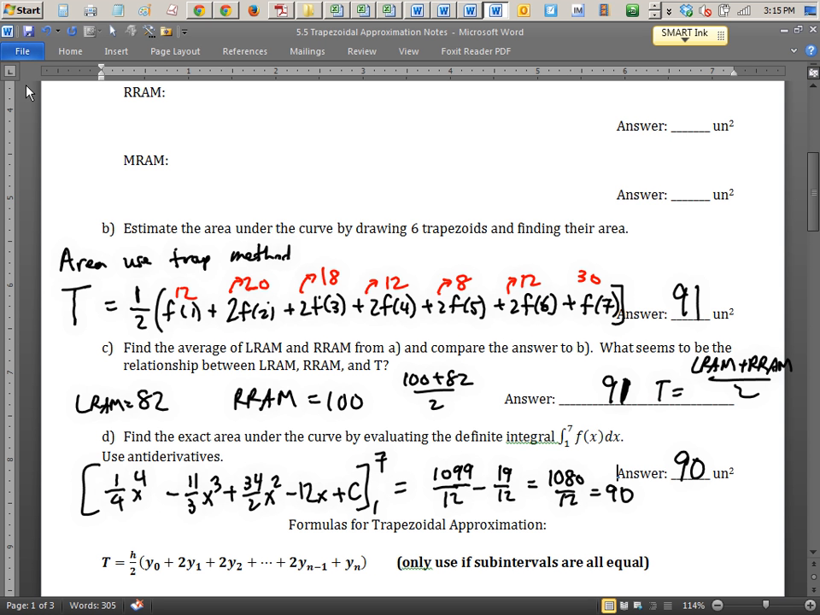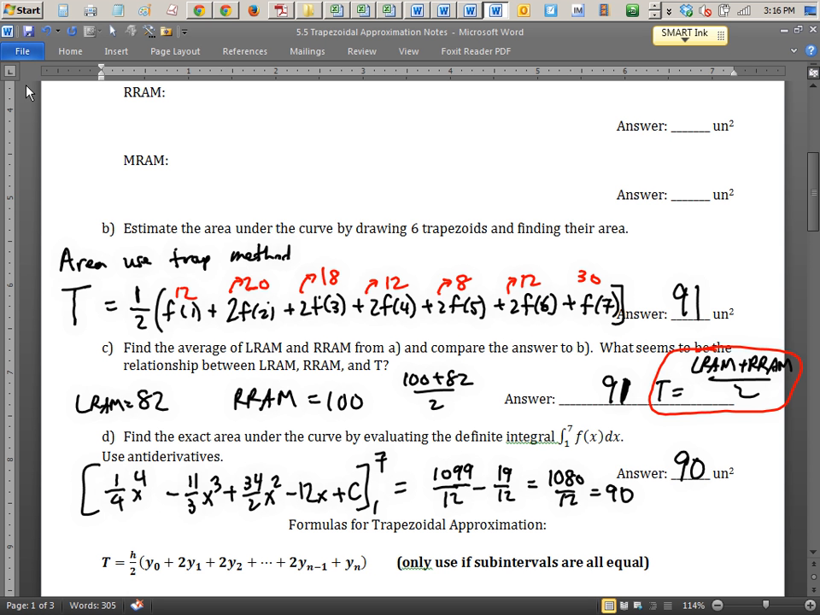Okay? So we got various answers today. We got 100, we got 82, we got 91. The exact answer is 90. You can see that the trapezoidal method was very accurate, as was the MRAM. The MRAM was 89.5, I think it was. That was pretty close to 90. And the trapezoidal method was 91, which is also pretty close. We're not trying to compare all the methods today, but we are trying to talk about how these are related, and so we can see that T, trapezoidal approximation, is the average of LRAM and RRAM. That's a great takeaway from today.